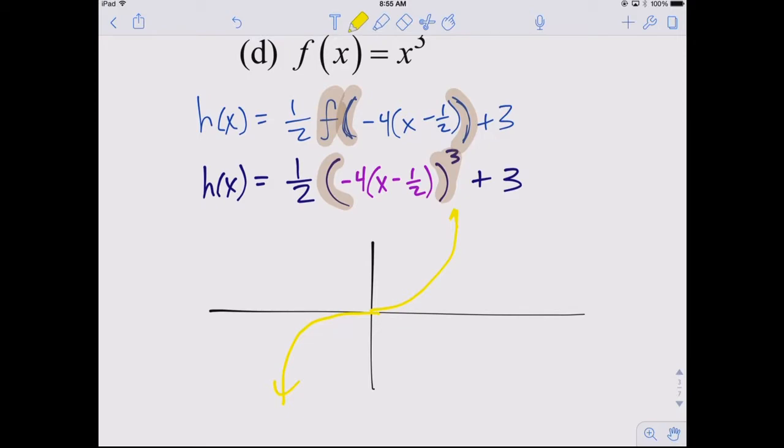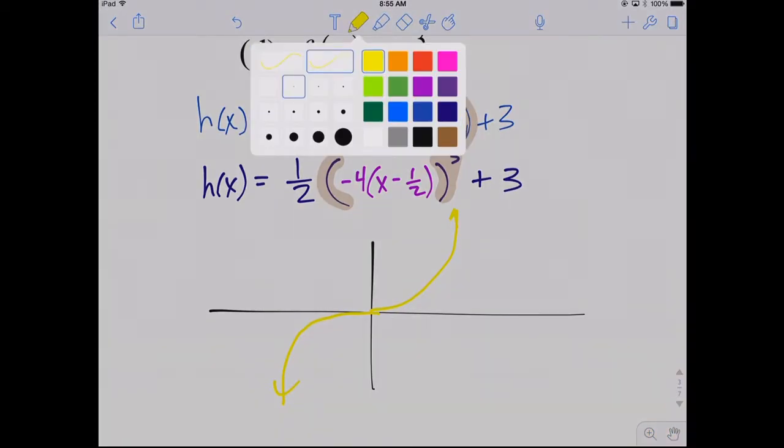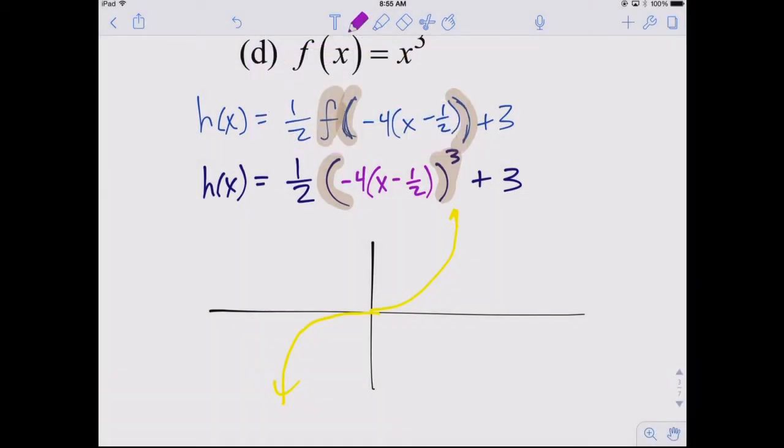All right, so let's see if we can do this one now without doing the sequence of transformations, and we'll pick purple for our final answer here. What is the 1/2 going to do to the graph of x cubed? What would be the explanation again? Vertical compression by a factor of 2. If you say by a factor of, it has to be greater than 1. So if it's not, just flip it.